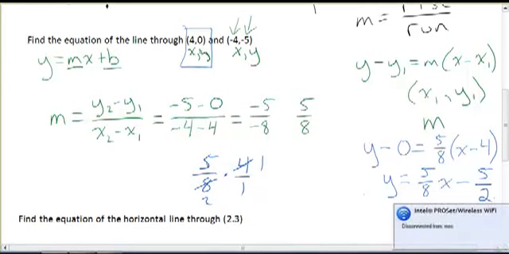And why am I disconnected? I do not know. But I'm not going to worry about it right now.